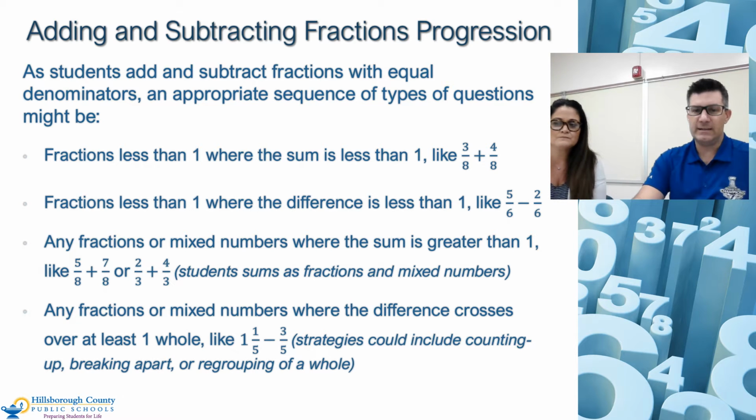And then finally, probably the most difficult would be subtracting, where you're having to regroup one of those wholes. So you see in this example, 1 and 1/5, taking away 3 of those fifths, we don't have enough fifths, so we have to get them from that whole somehow. So it could be regrouping, it could be breaking apart, or it could be counting up. Those are actually pretty close, so maybe just counting up 2/5 would let you know that you're getting to find the difference of those two.